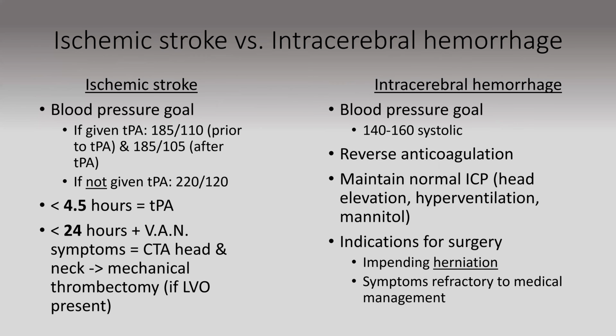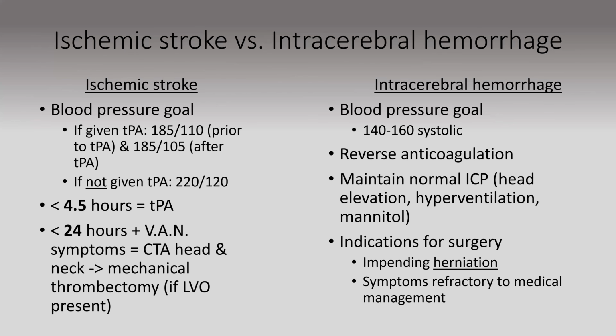So if given TPA, prior to TPA, you choose a goal of 185 over 110. You want the blood pressure under that. Under that, you're okay. You don't need to give any other extensive hypertensive emergency medications. And then 185 over 105 after the TPA is given. But let's say you don't give TPA. Let's say the last guy in the situation came after 5 hours, for example, and you couldn't give TPA anymore. So if you can't give TPA, you maintain the blood pressure at higher levels, so 220 over 120, and this is also known as permissive hypertension. So remember that the goal for blood pressure is different if given TPA versus not.